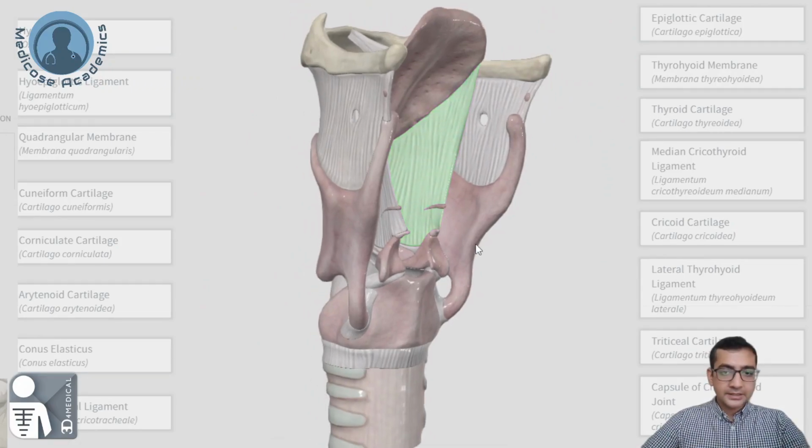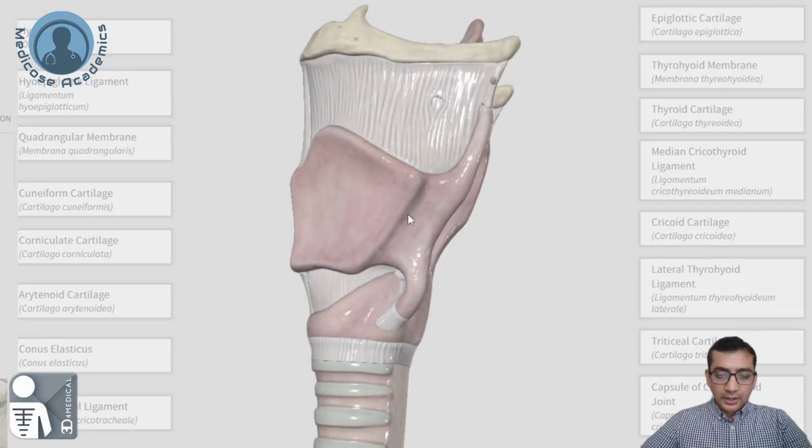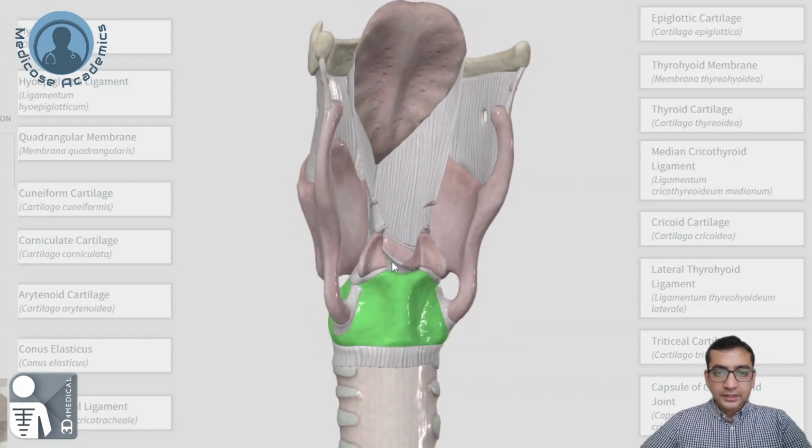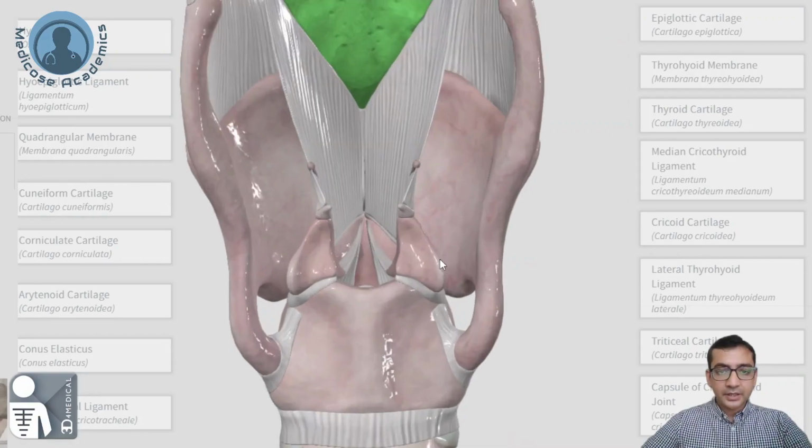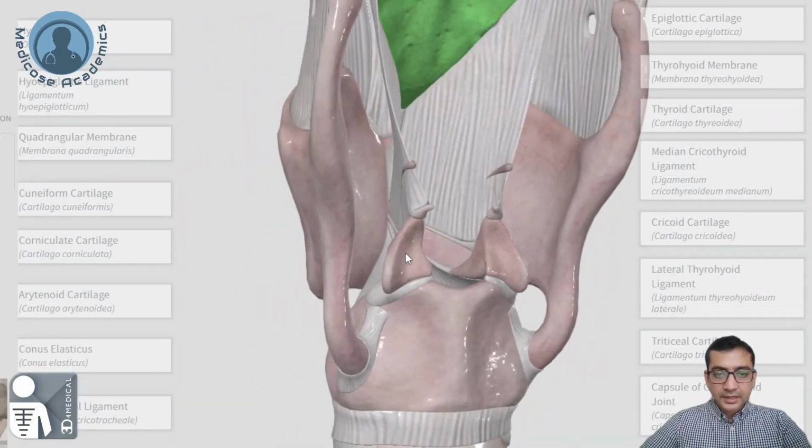So these are the cartilages that are present here. Thyroid cartilage, unpaired; cricoid cartilage, unpaired; then epiglottis, unpaired; then three paired cartilages: the arytenoid cartilage, corniculate cartilage, and a pair of cuneiform cartilages. So these are the cartilages.